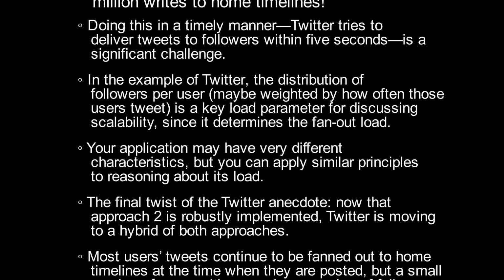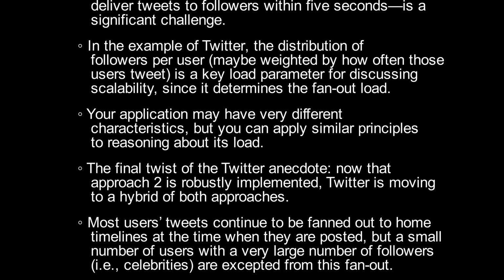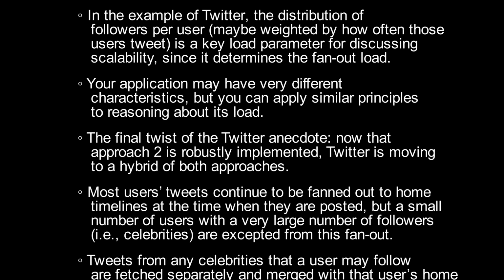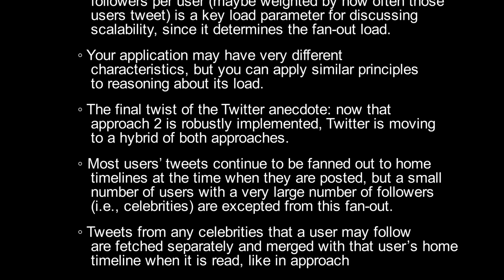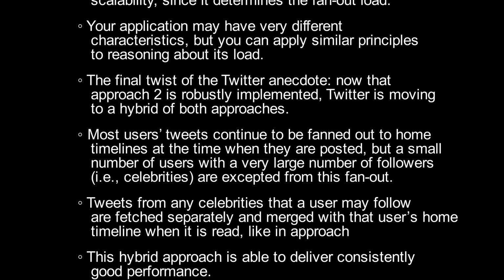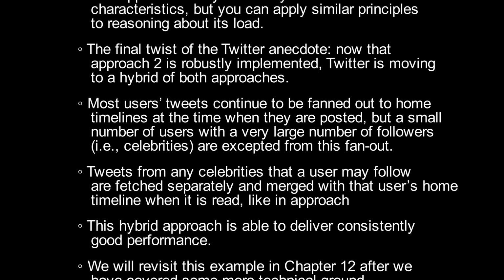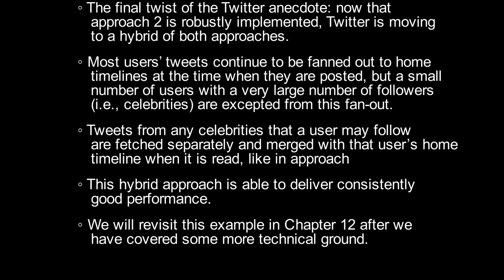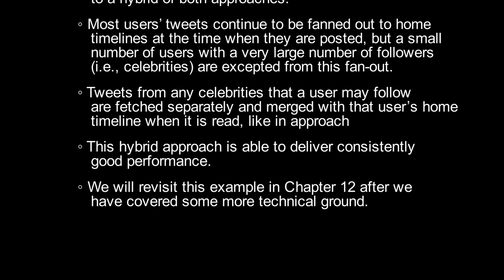The final twist of the Twitter anecdote: now that Approach 2 is robustly implemented, Twitter is moving to a hybrid of both approaches. Most users' tweets continue to be fanned out to home timelines at the time when they are posted, but a small number of users with a very large number of followers, i.e. celebrities, are excepted from this fan-out. Tweets from any celebrities that a user may follow are fetched separately and merged with that user's home timeline when it is read, like in Approach 1. This hybrid approach is able to deliver consistently good performance. We will revisit this example in Chapter 12 after we have covered some more technical ground.